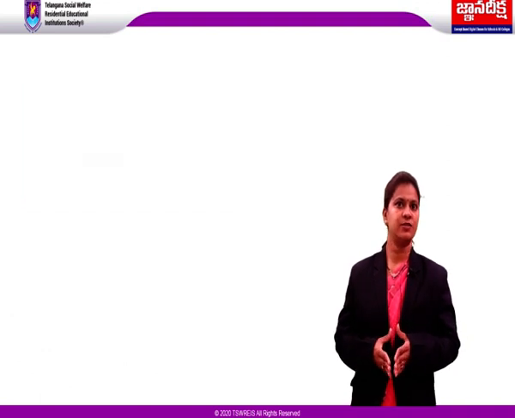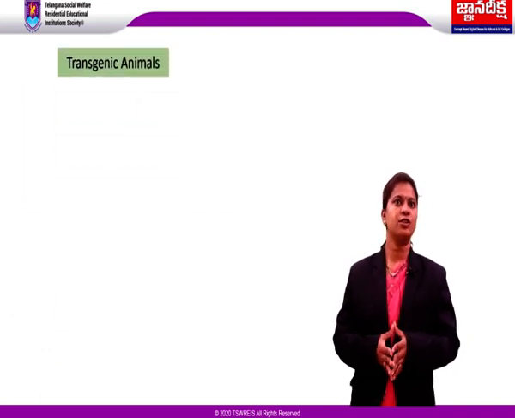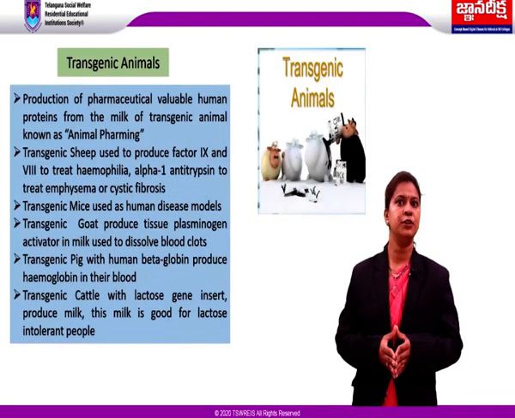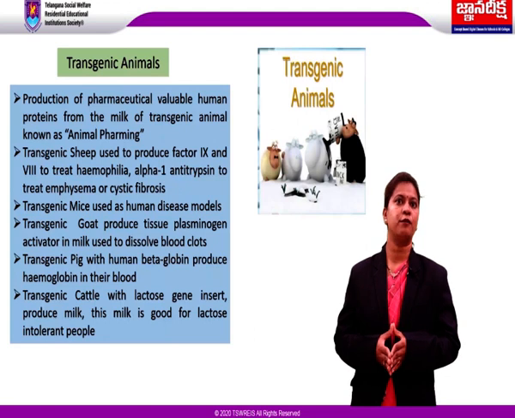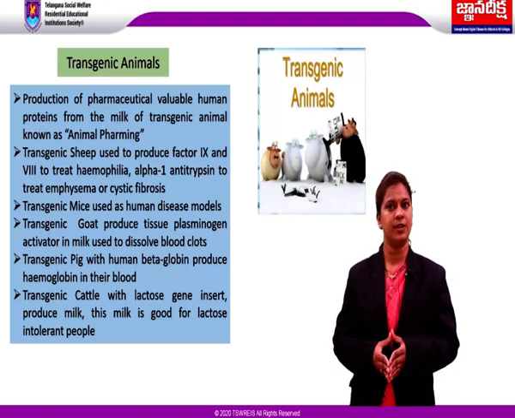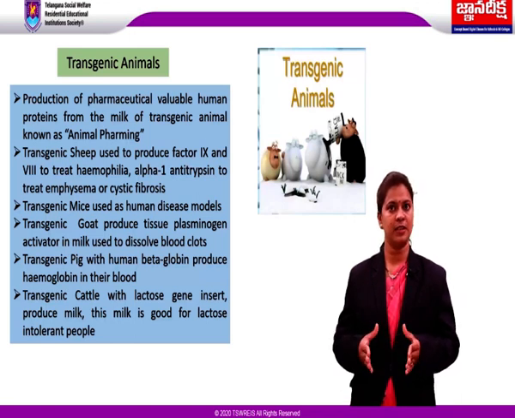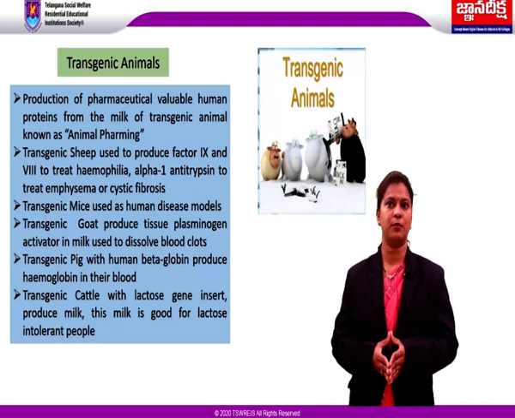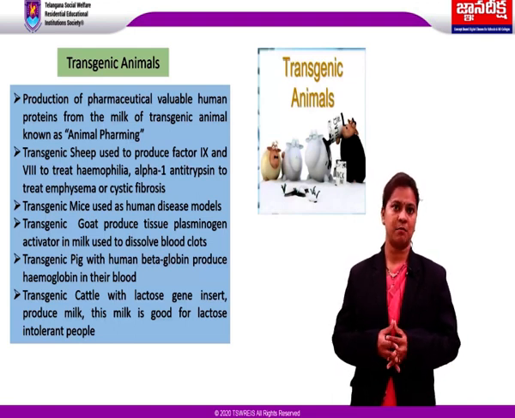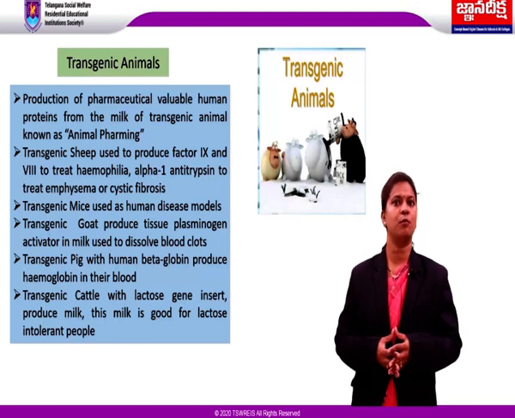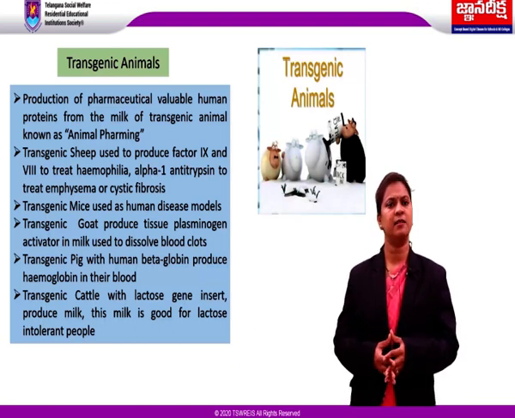Transgenic animals. What are these transgenic animals? Production of pharmaceuticals, valuable human proteins from the milk of transgenic animals is known as animal farming. Transgenic sheep are used to produce factor 9 and 8 to treat hemophilia, and alpha 1 antitrypsin to treat emphysema or cystic fibrosis. Transgenic mice are used as a human disease model for HIV, cancer, diabetes and other diseases also.